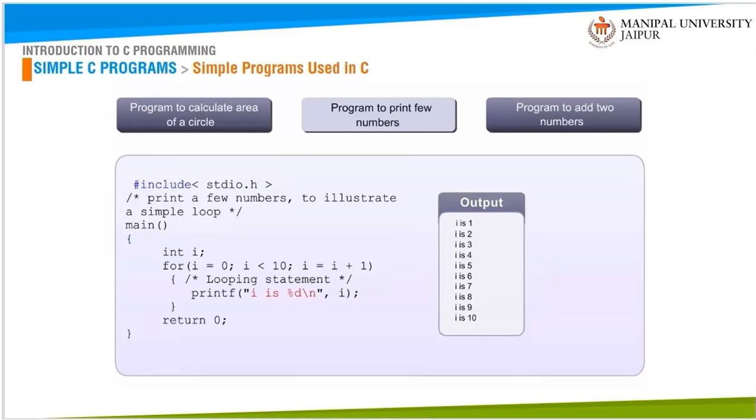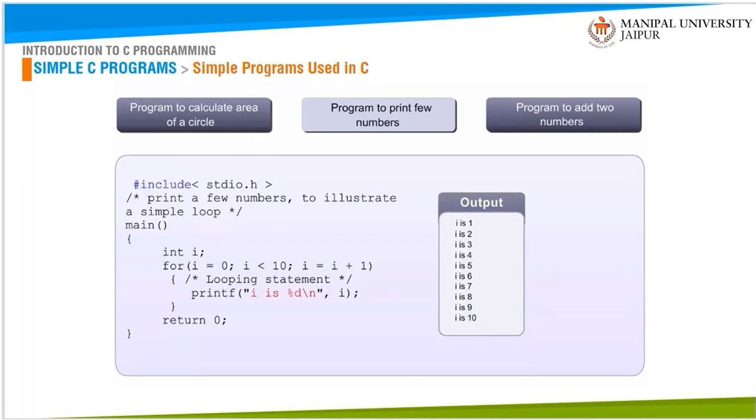Now, let us take a look at the second program, which prints few numbers. As usual, we start the program with the main function. Suppose we want to print numbers from 1 to 10. For this, let's create a variable I. We are using for loop which has 3 parts, namely the initialization, condition, and the increment or decrement. We can notice that the value of I is initialized to 0. For each iteration, it checks the condition whether the value I is less than 10. The value of I keeps incrementing for each iteration until the condition I less than 10 is satisfied.